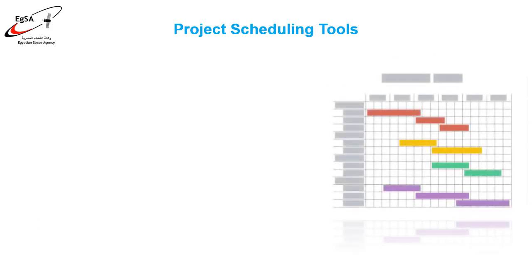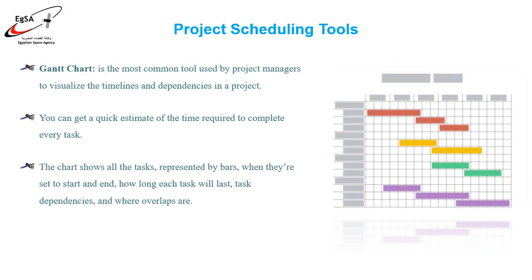Project Scheduling Tools. A Gantt chart is the most common tool used by project managers to visualize the timelines and dependencies in a project. You can get a quick estimate of the time required to complete every task. The chart shows all the tasks represented by bars, when they're set to start and end, how long each task will last, task dependencies, and where overlaps are.